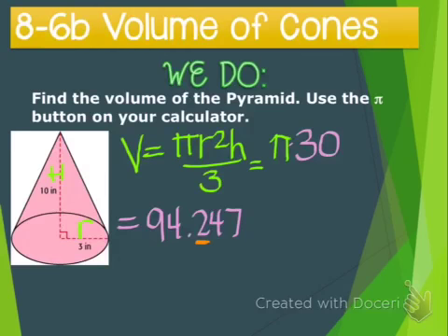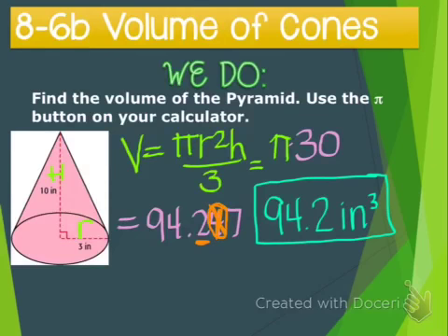But I want to round to the nearest tenth always. So here's my tenths place. It could stay the same or it could go up depending on the number right next door. This is a 4, so it's not going to go up. It's going to stay 94.2. And we were measuring in inches. And volume is always cubed. And that is how we find the volume of that cone.